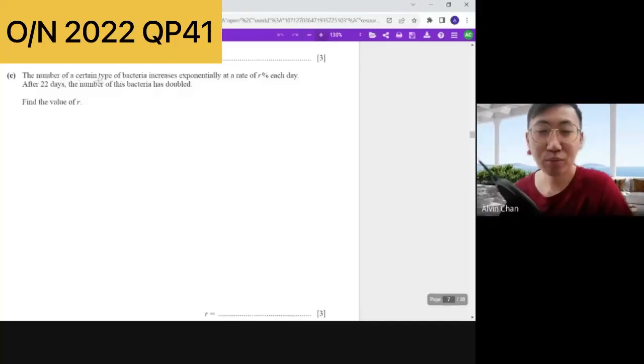The number of a certain type of bacteria increases exponentially. This is the keyword. At a rate of R% each day. After 22 days, the number of this bacteria has doubled. Find the value of R, 3 marks.